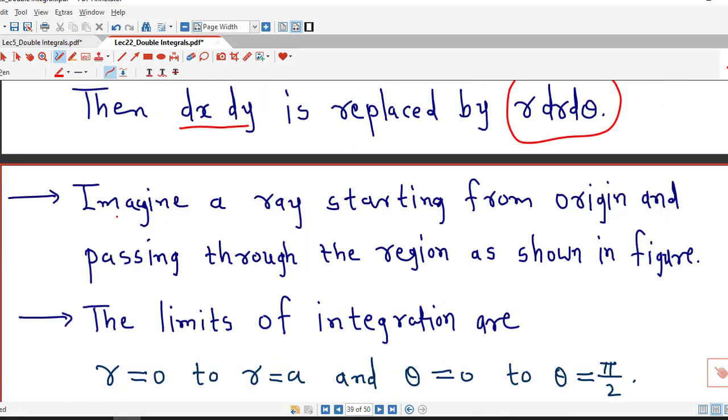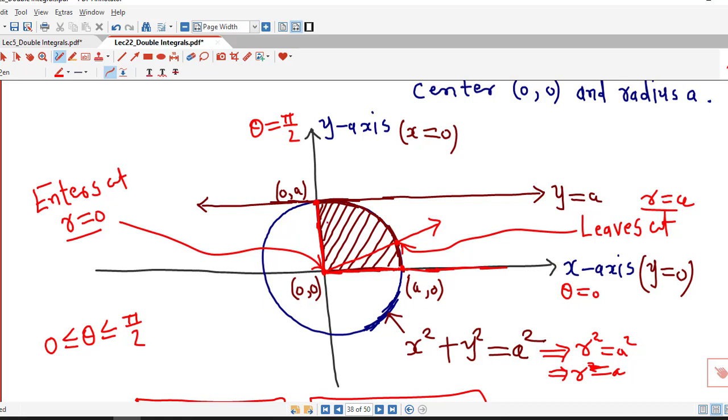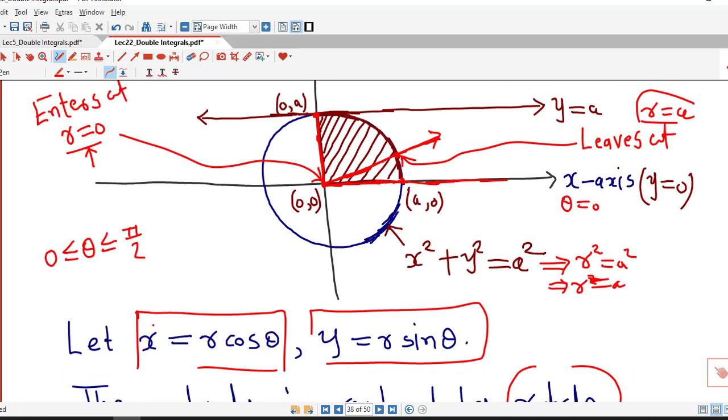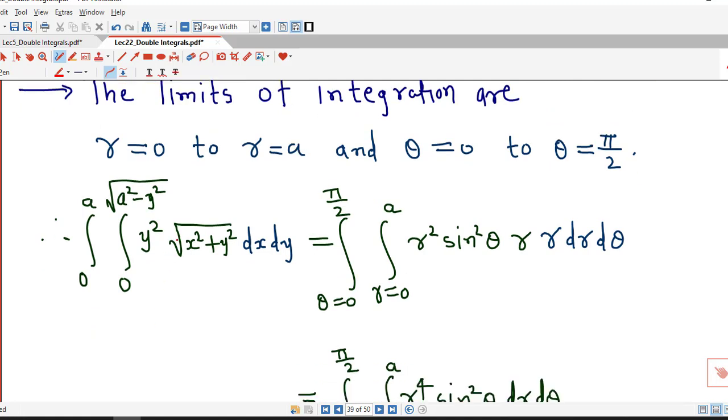And for limits, as we discussed, we imagine a ray starting from the origin and passing through the region. As we discussed here, we have imagined this ray which is starting from the origin and passing through the region. So the limits of integration are from r equal to 0 to r equal to a, and theta is from 0 to pi by 2. So now we are able to convert this Cartesian integral into a polar integral.